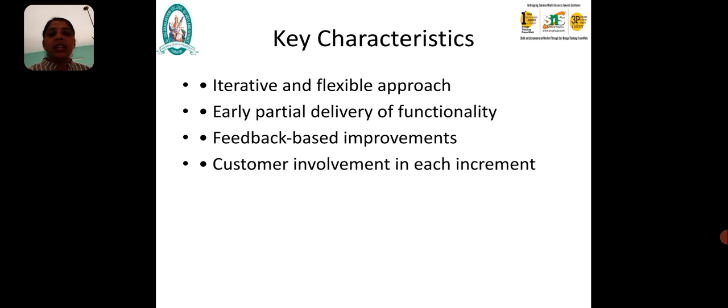If the customer requires it in one or two months, we can easily deliver the product, because each time we communicate with the customer and satisfy their needs, so we can deliver the product at the right time. We have to collect feedback for improvement. If there are any changes, we can change the contents or requirements according to the technology, and then move to the next phases. Customer involvement in each increment: each time the customer should be involved in the process.